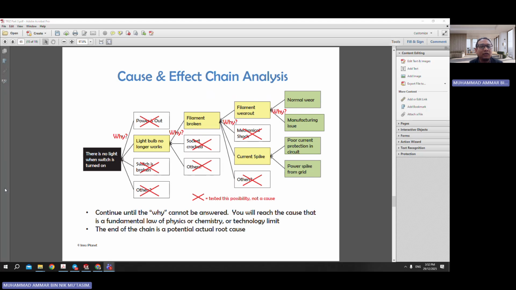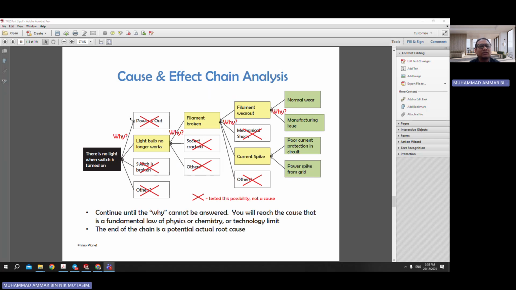For example, let's take an example: there is no light when the switch is turned on. When we go into a room, we try to turn on the switch, we look at the lights, and the lights are not turned on. So we believe there are a couple of things that may be your focus. Probably the power is out, so no electricity occurs. And we also can look at whether the light bulb is not working. That will be the main problem. The switch is broken. The other could be the body of the light bulb is not working.